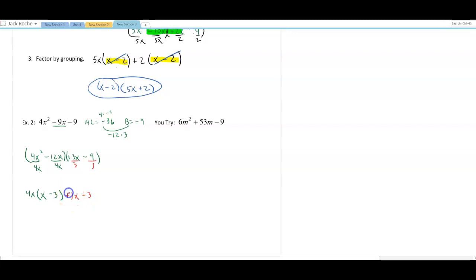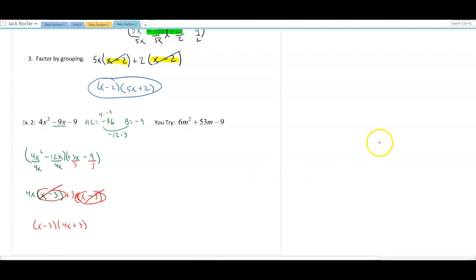Oh, excuse me, I forgot to put the plus. So plus 3 times, the leftover is x minus 3. Do my binomial factors match up here? Yes. So I pull that x minus 3 out. And what do I have left over here? 4x plus 3.